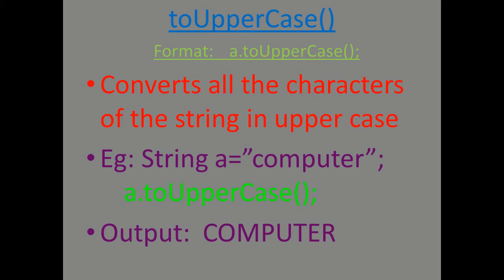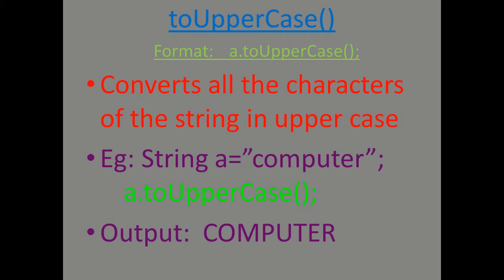When we use this function, we should take care about the cases of the letters. We should write "to" in small letters, the first letter of "Upper", U, in capital, and the first letter of "Case", C, in capital. After that put one function bracket, then close that bracket. After that put the semicolon. Because Java is case sensitive, we should take care about the cases of these letters. But don't use blank spaces in between the function name, toUpperCase.